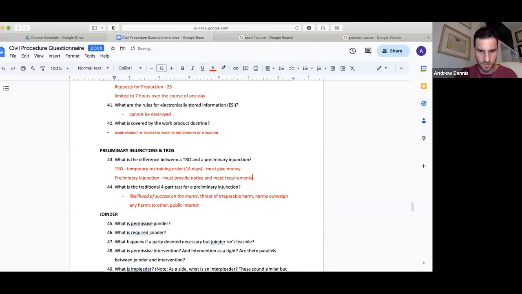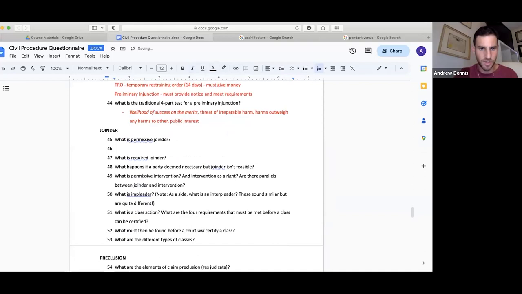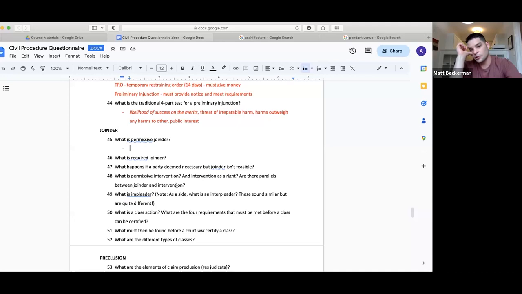So, all right, here we go, some tough ones. So permissive joinder. Permissive joinder is bringing in another claim, right? How would you describe permissive joinder to us, Matt? So like we talked about permissive versus required before, permissive means the party that you can join if you have a common nexus, like it's supplemental, and you still have jurisdiction, and they're involved and can recover, but you don't have to bring them in.